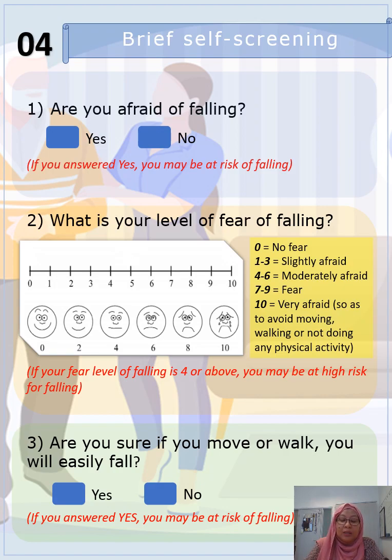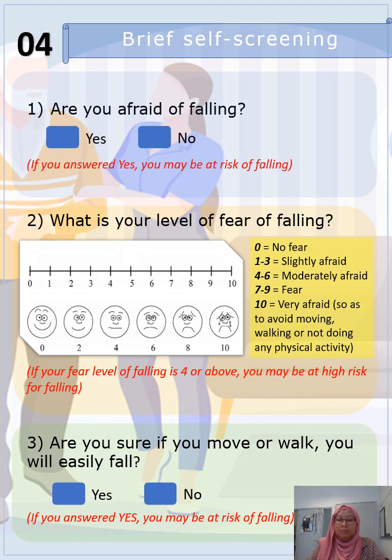So 1 to 3 means slightly afraid, 4 to 6 moderately afraid, 7 to 9 very afraid, and of course 10 is the maximum level of fear of falling. If the fear level of falling is 4 or above, they may be at high risk of falling, and definitely need some prevention and intervention.